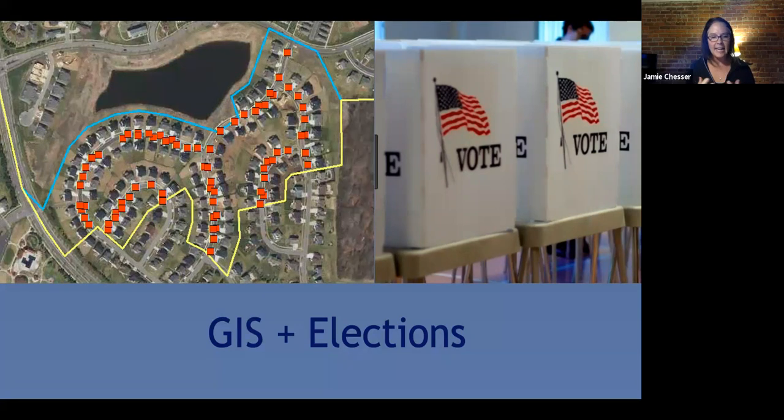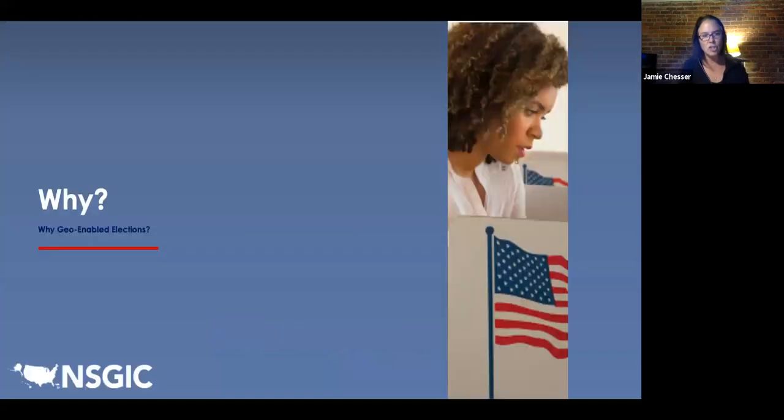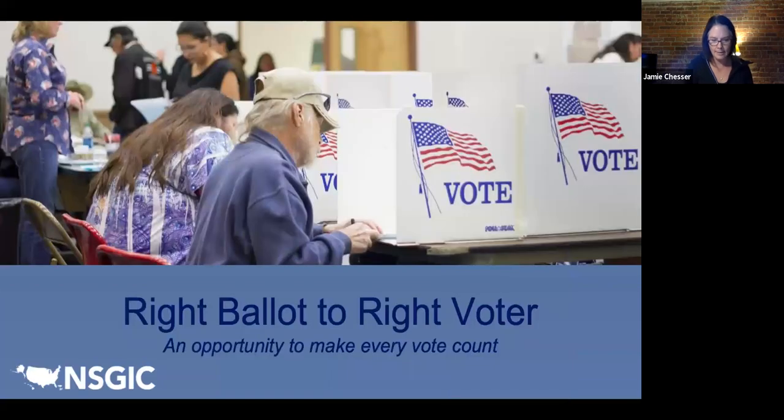And again, the data is changing frequently in some places. New construction development is on the rise in most major cities. The process of accurately updating all of these tables is time-consuming and, quite honestly, just really tough. It isn't impossible to work with address lists, but it is really hard. So why geo-enabled elections? Well, quite simply, the reason is to get it right.